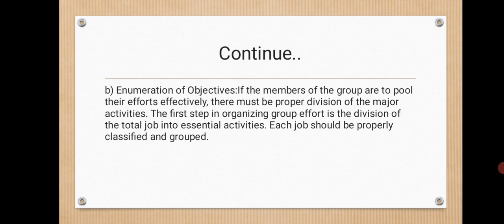The next one is the enumeration of activities. If the members of the group are to pool their effort effectively, there must be proper division of major activities. The first step in organizing group effort is division of the total job into essential activities, and each job should be properly classified and grouped.